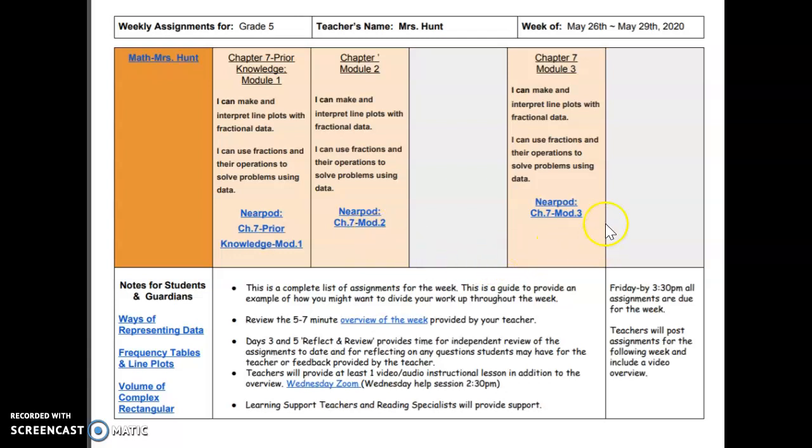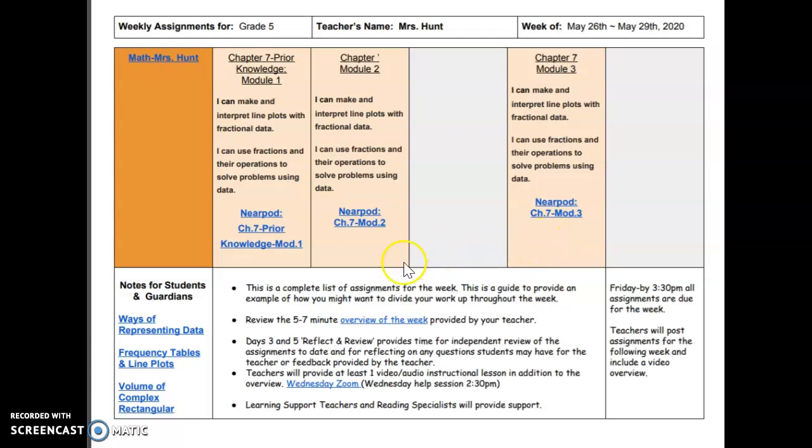And then our third module, you're going to be actually plotting data on the X and Y axis, and you'll be answering questions from analyzing data in frequency tables, line plots, and that's about it, I think, for Module 3. Okay.